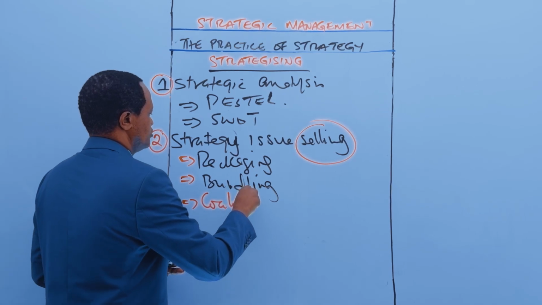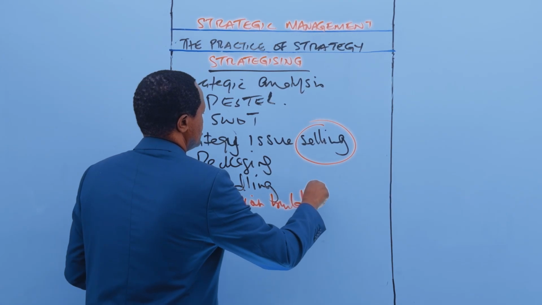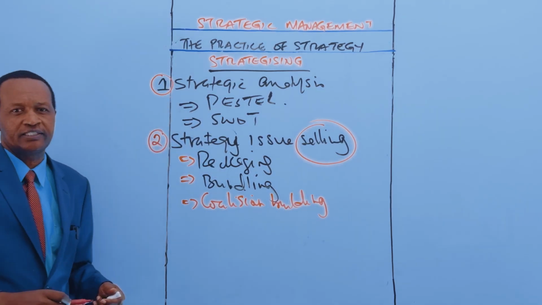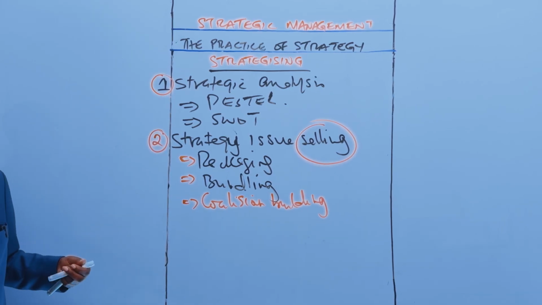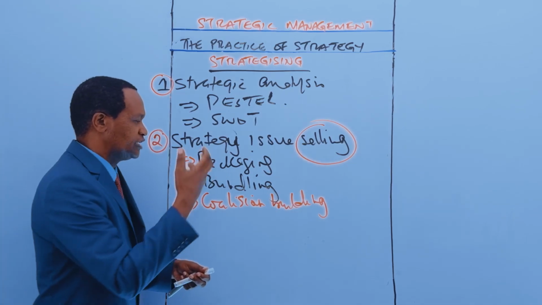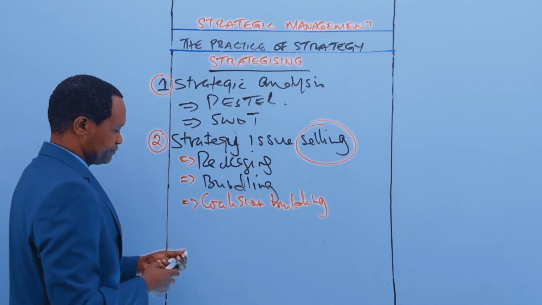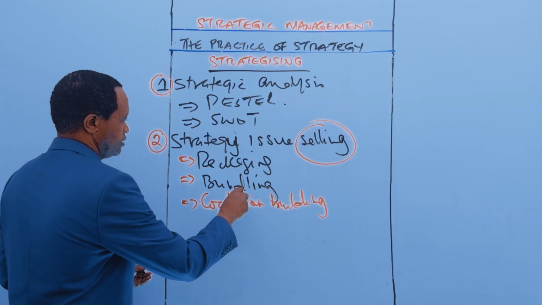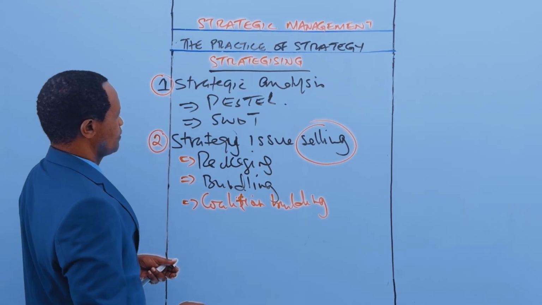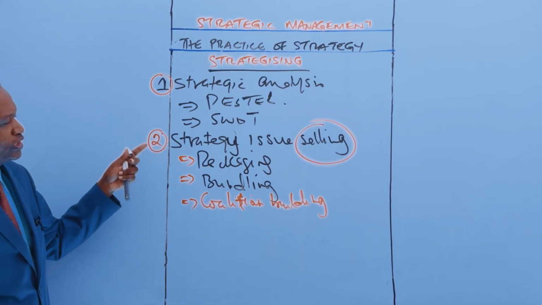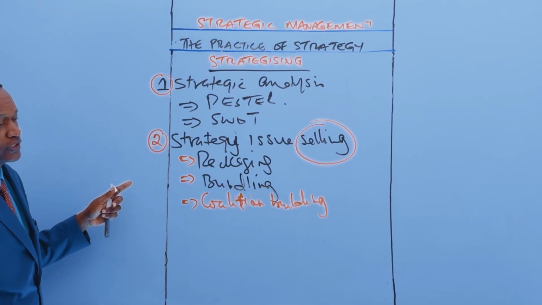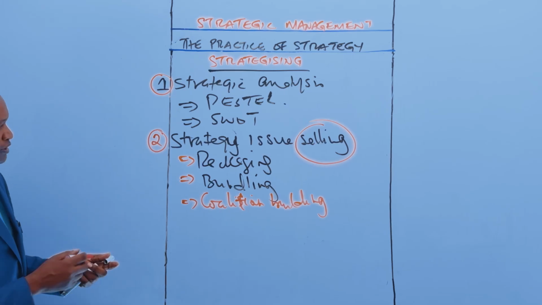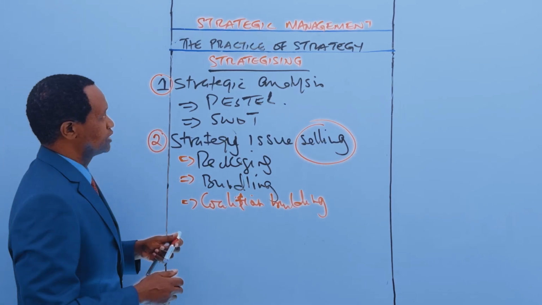Coalition building means getting other departmental heads to support the idea before presenting the idea to the CEO or to the directors. So these are three ways in which you can sell an idea. You understand? Yes. So that is also another aspect of strategizing.